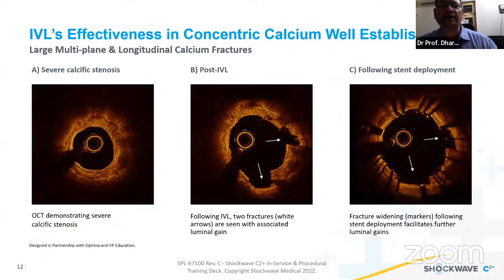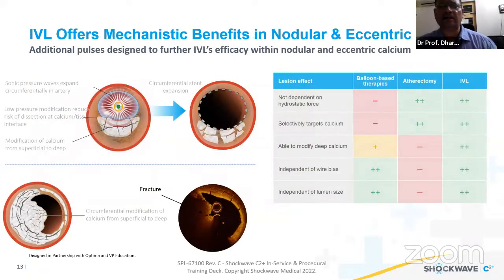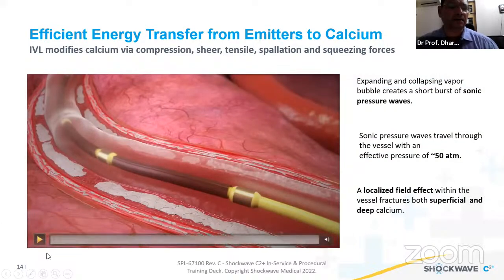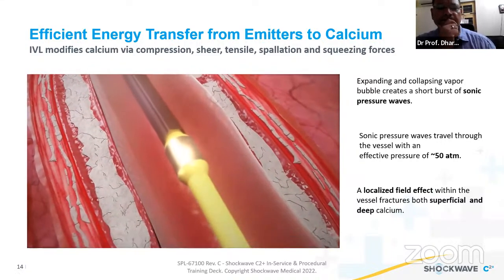It's effective in concentric calcium, which is well established in this picture, that it breaks the calcium following the IVL, and the stent delivery is very smooth. So it offers mechanical benefits in nodular and eccentric calcium. It breaks all of them. And this is the cartoon which is helpful to understand this IVL, how it works.